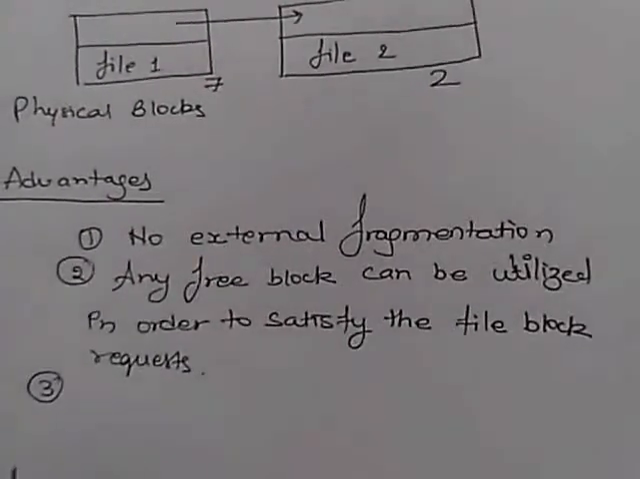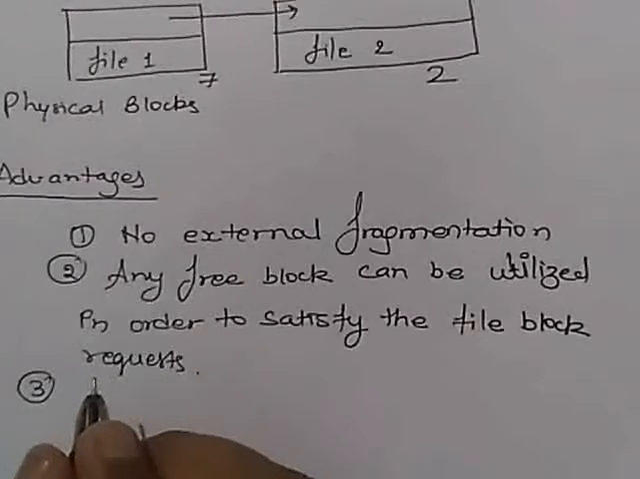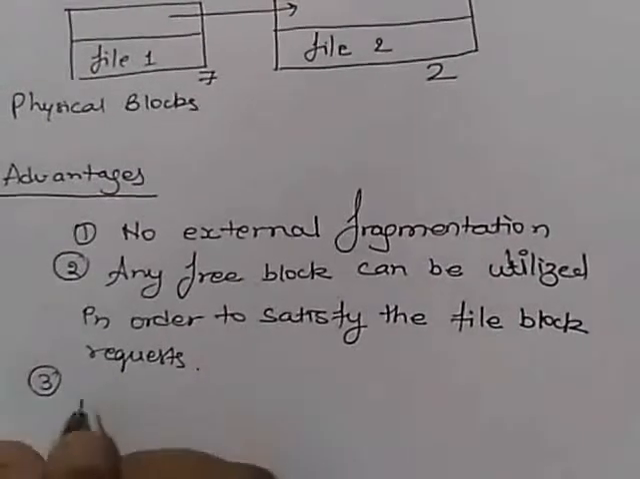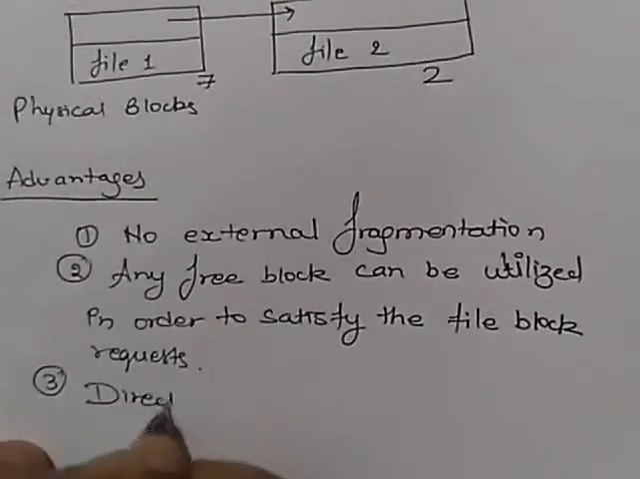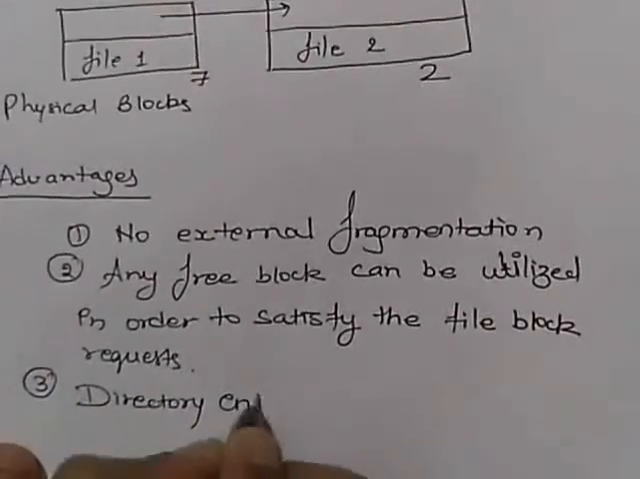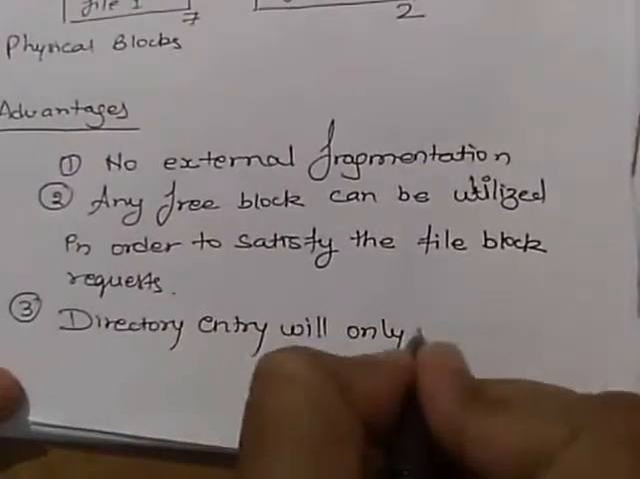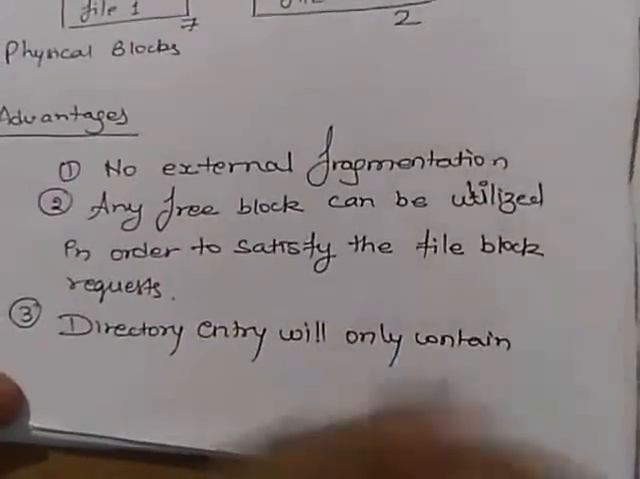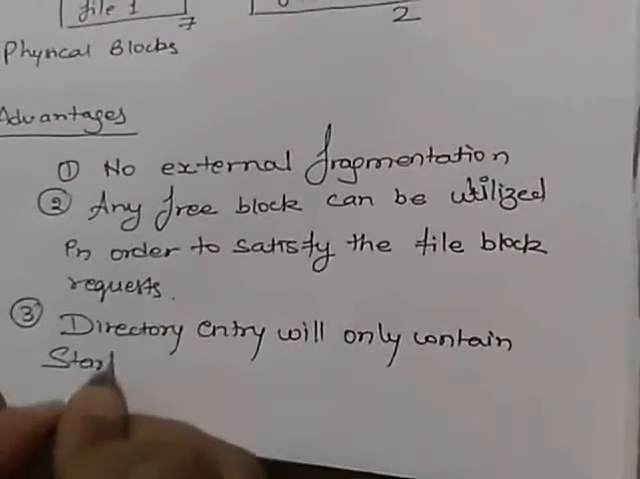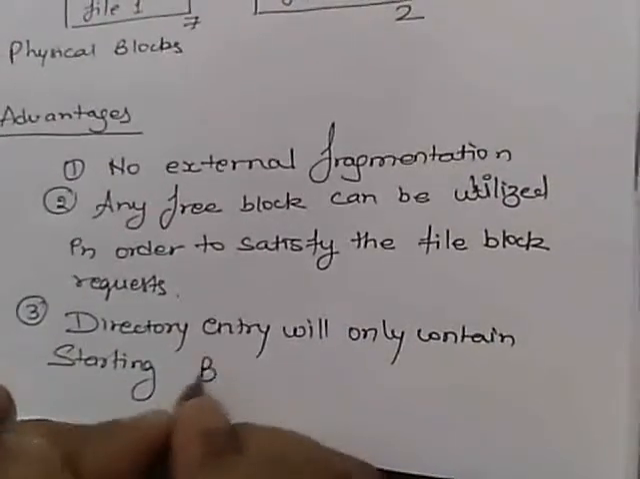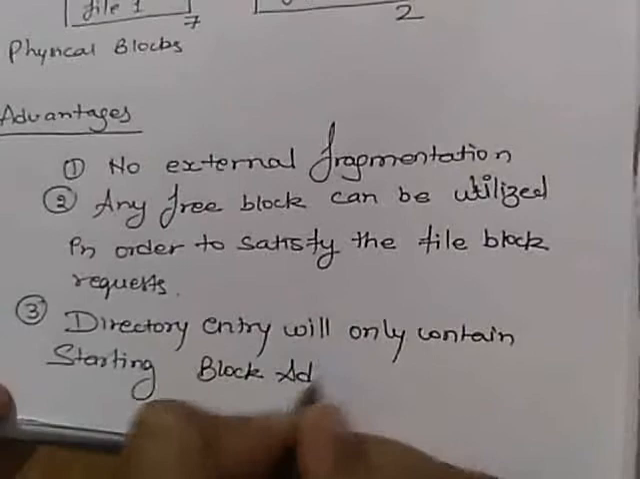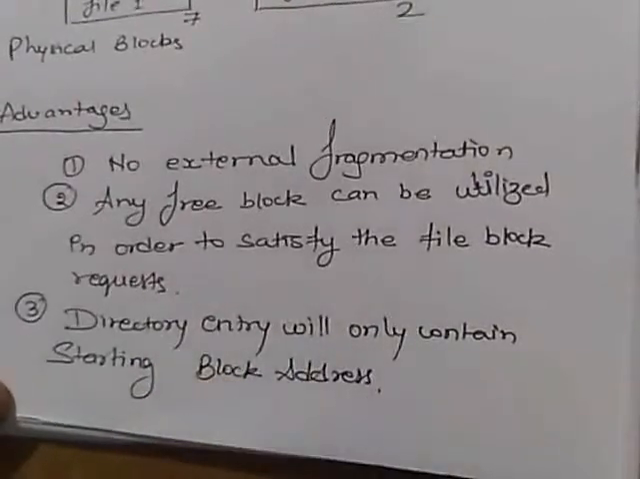Now the third point is directory entry will only contain the starting block address. Now students, let us take the disadvantages of linked list allocation method.